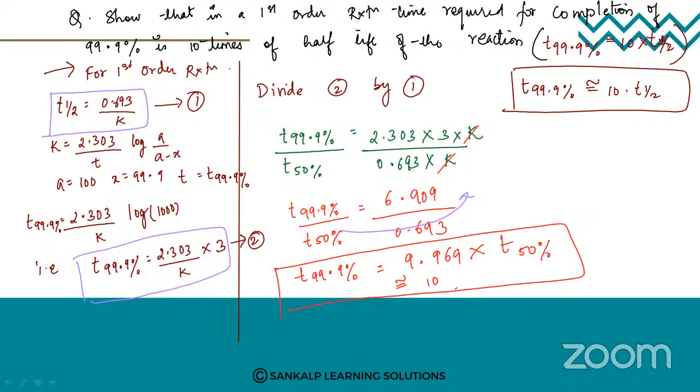So they have asked: show that in a first order reaction, the time taken for completion of 99.9% is 10 times the half-life of the reaction. That is what you have to show. Is it clear? Did you note it down?